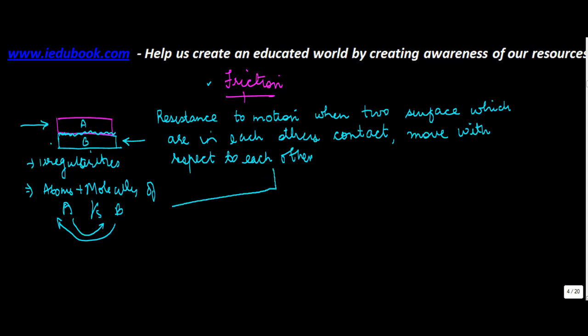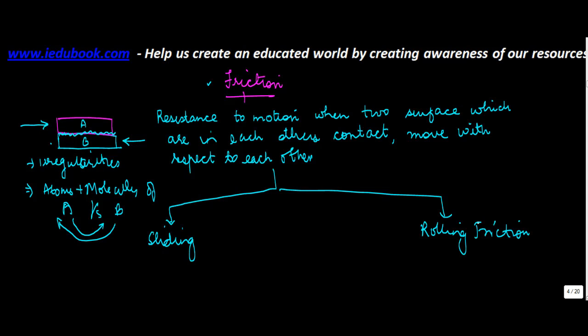Now there are two types of friction. One is sliding friction, and the second is rolling friction. So sliding friction is basically, whenever an object is slid, the friction so caused is known as sliding friction.